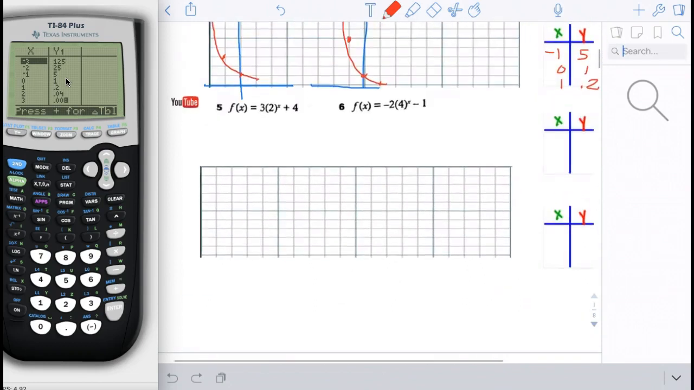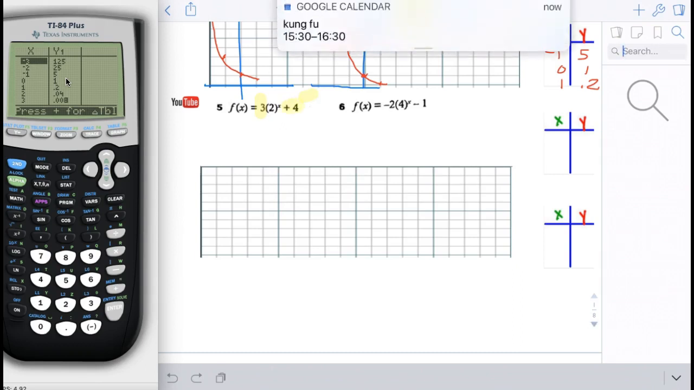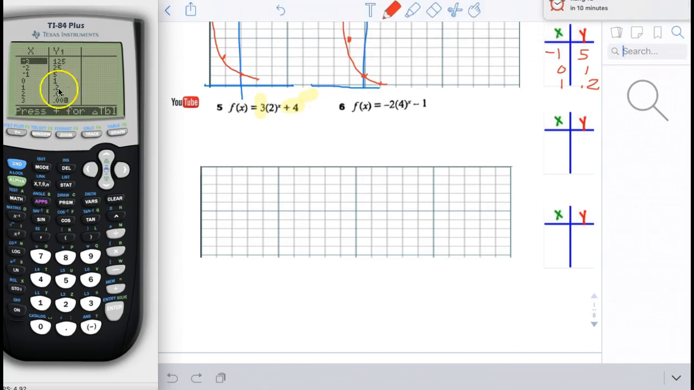Okay, here are the last 2 problems. These are kind of similar to what we've already seen, except there's some complications here. Do you notice that there's a multiplier in front of the base and the exponent, and there's also a number that is added to it? Okay, so let's put that in the calculator, and you're going to have to be careful about your parentheses here. We're going to put 3 parentheses, 2 parentheses to the x, just like they have it here, plus 4. Let's graph that.